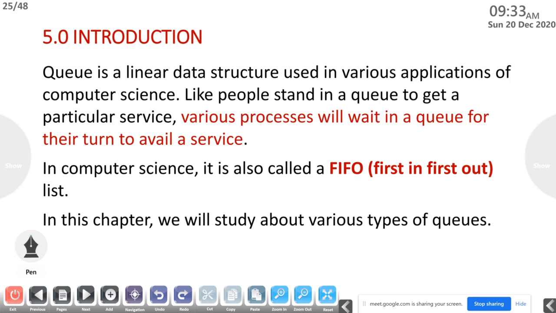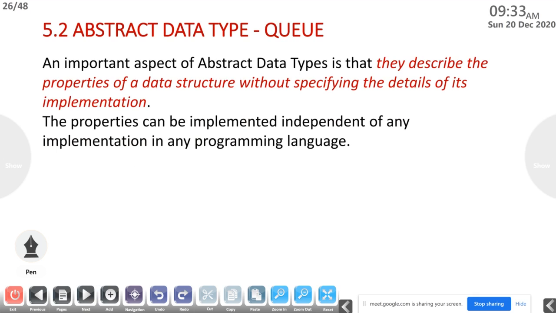Then abstract data type queue. What do you mean by abstract data type? An important aspect of abstract data type is that abstract means they describe the properties of a data structure without specifying the details of its implementation. When we are describing something, we are describing only the core part, the essential part, and not describing the details of the thing. That we call as abstract.